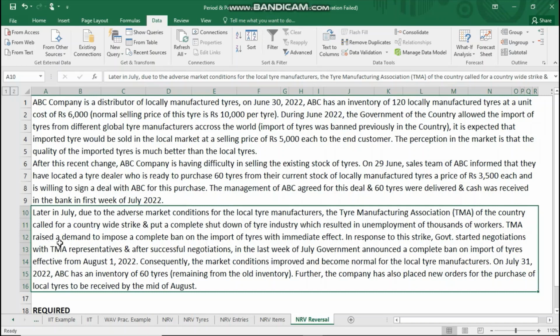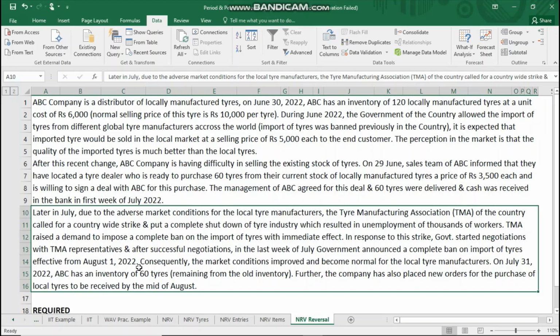Tire Manufacturing Association raised a demand to impose a complete ban on the import of tires with immediate effect. So that was the demand by the Tire Manufacturing Association, because the import of tires was badly affecting their business. In response to this strike, government started negotiations with Tire Manufacturing Association representatives, and after successful negotiations in the last week of July, government announced a complete ban on import of tires effective from 1st August 2022.